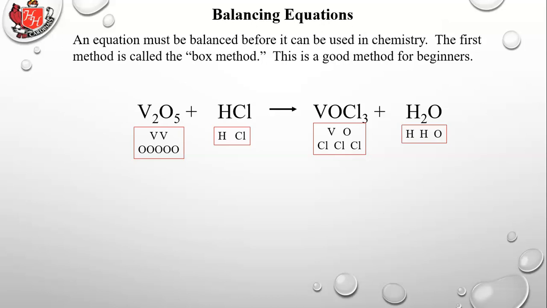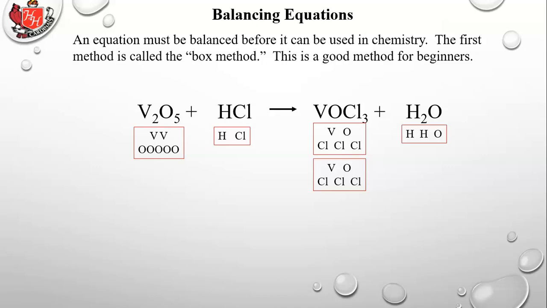So what are we going to begin with? I think we're going to begin with vanadium. So we have 2 on the left and 1 on the right. So we're going to add 1 to the right. Now you can't just add the V. You have to add everything that's in that compound. So we have to add an entire box of V, O, and 3 Cl's in it. But now if you look, you have 2 vanadium on the left of the arrow and 2 on the right. So vanadium is in balance, so we move on to something else.